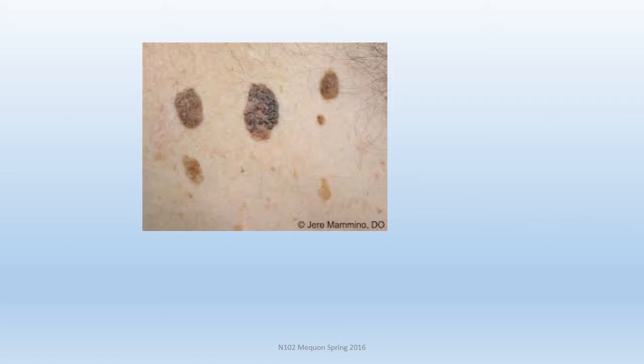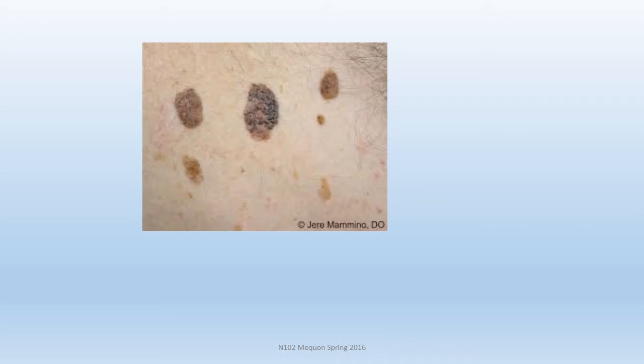This is a very common finding that you'll see in your older patients at the nursing home. This is known as seborrheic keratoses. Seborrheic keratoses are associated with sun damage, and they're frequently seen on the back, the chest, and especially in men, the top of the head. Seborrheic keratoses are benign. They do not turn into cancer.